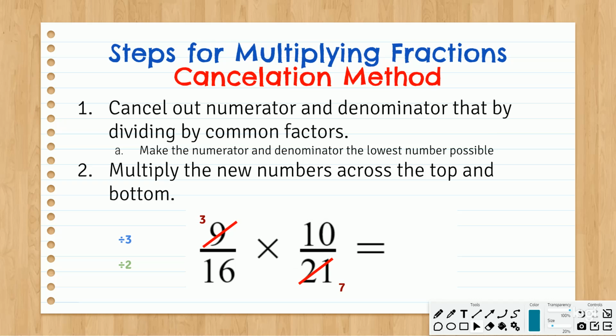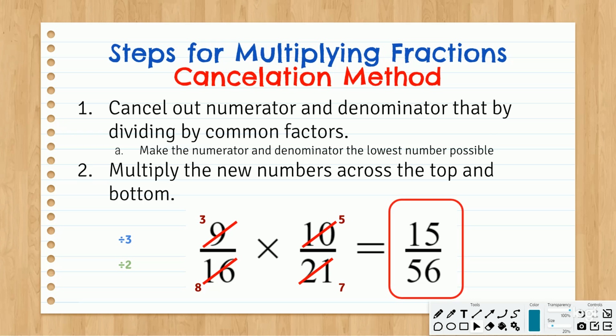So 10 divided by 2 is going to give me 5, and 16 divided by 2 is going to give me 8. So these types of division problems are a lot easier than dividing those big numbers that we had on the previous slide. And now that I have these in the lowest possible form, I just need to multiply across the top. So 3 times 5 gives me 15, and 8 times 7 gives me 56. And that is my answer.